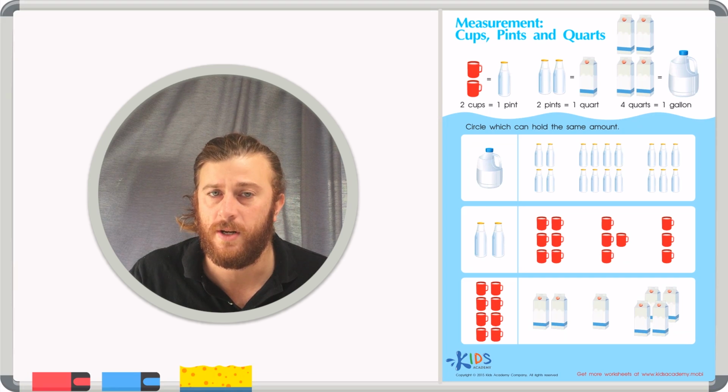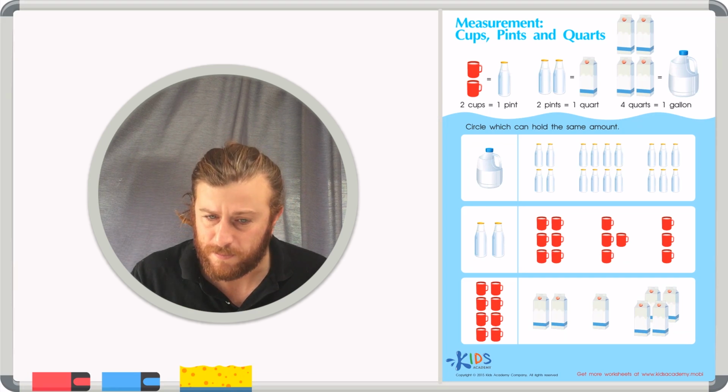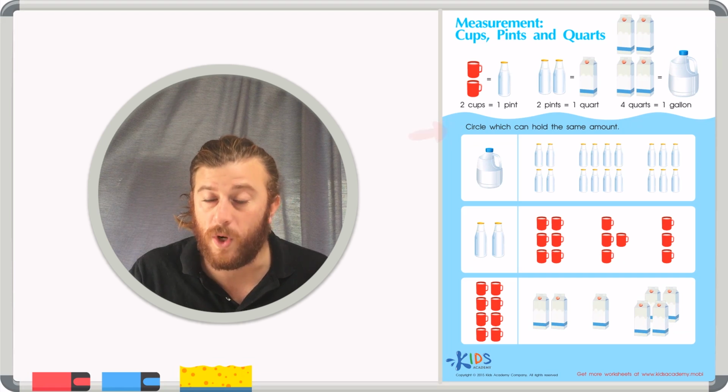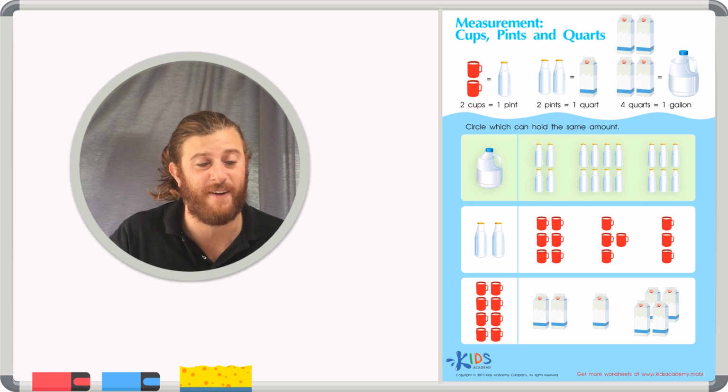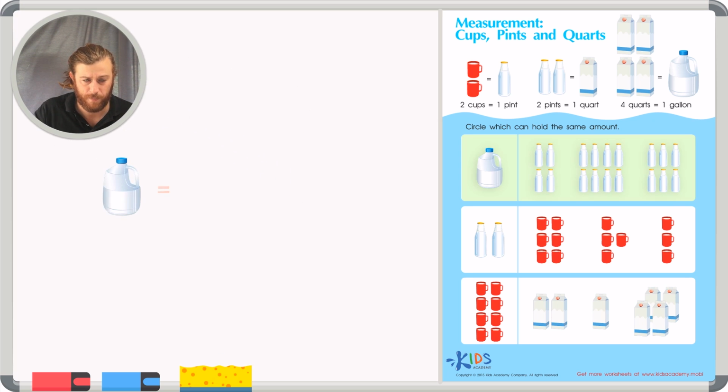Let's use this information to answer the questions below. But first, let's read the directions. Circle which can hold the same amount. So let's first look at our picture on our left. I can identify this picture as 1 gallon. So my answer choices are all in pints. So I know I'm going to be taking gallons, turning them into pints.